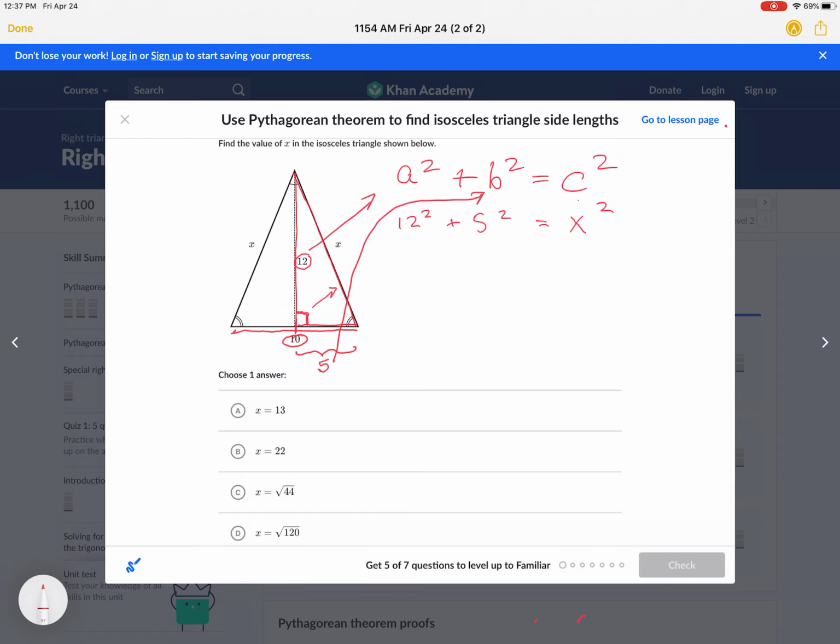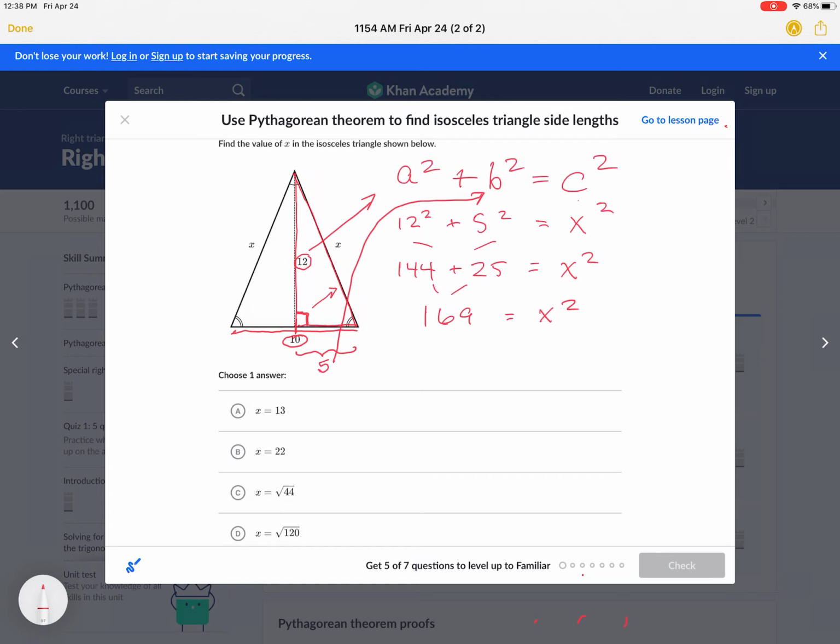Now I've got everything I need to begin the simplification process to find out what that missing side is, what the hypotenuse is. Basically I'm just going to simplify these. 12 squared is 144. I'm going to add 5 squared. 5 times 5 is 25, and that's equal to x squared. I can simplify this a little more. So I've got 144 plus 25 equals 169, which equals x squared.